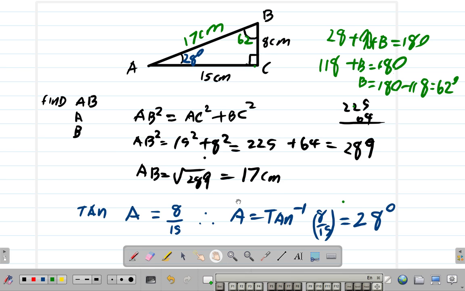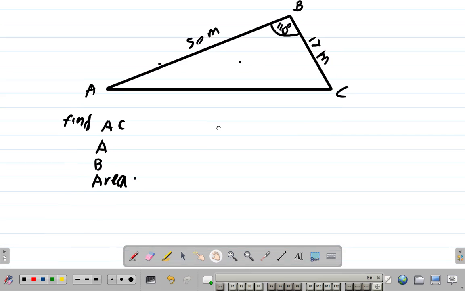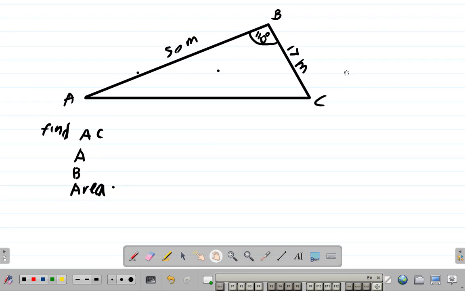Let's see what's happening down here now. Alright. We have this triangle ABC. We can see B is 110 degrees, AB is 50 meters, BC is 17 meters. Find AC, the length AC. So we're going to find this length here. Alright. So what do we do?